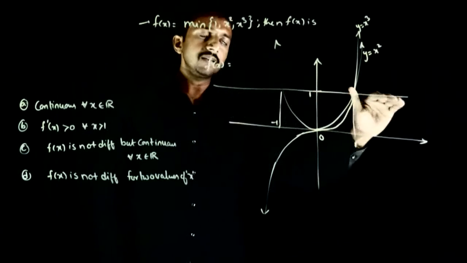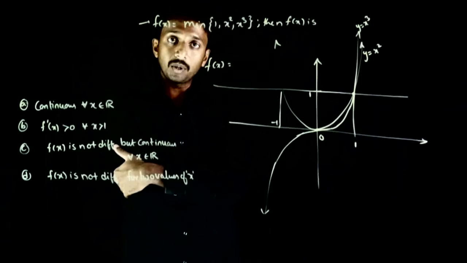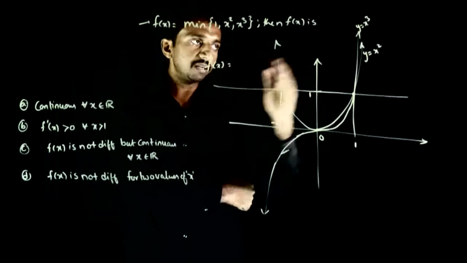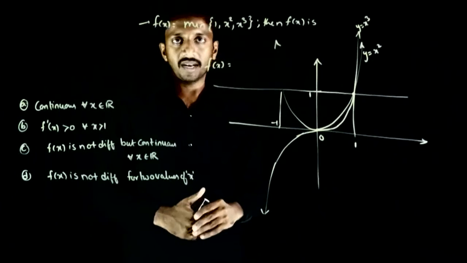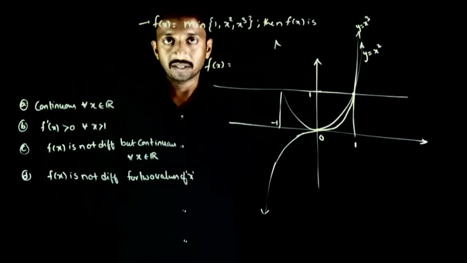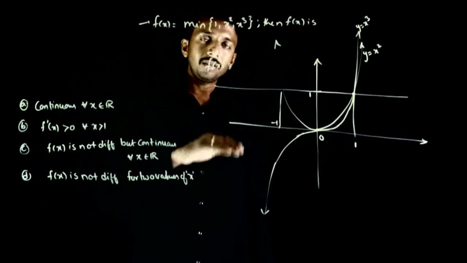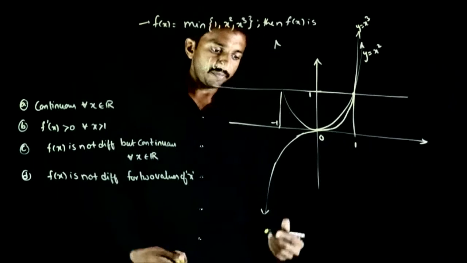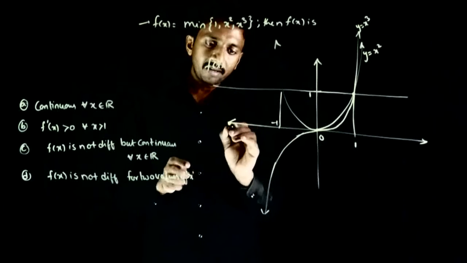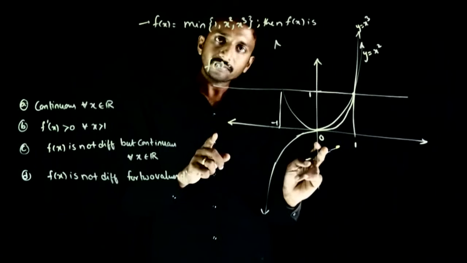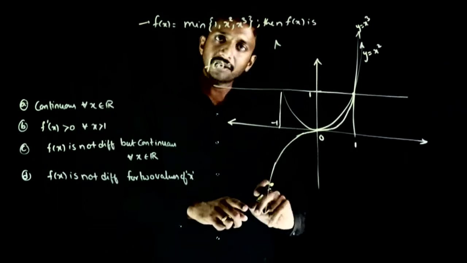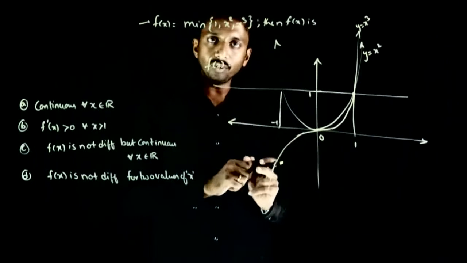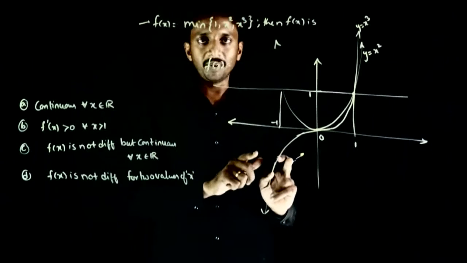So the straight line is the graph of y is equal to 1. This parabola is the graph y is equal to x square. This cubic function is the graph y is equal to x cube. Now I want the minimum of these three functions. So आप देख सकते हैं on the negative side when x is less than 0, आपको y is equal to x cube is below the remaining two curves. So y is equal to x cube is the minimum.